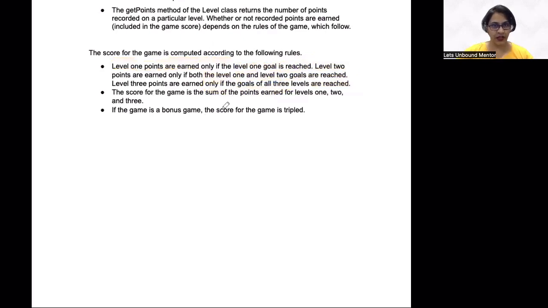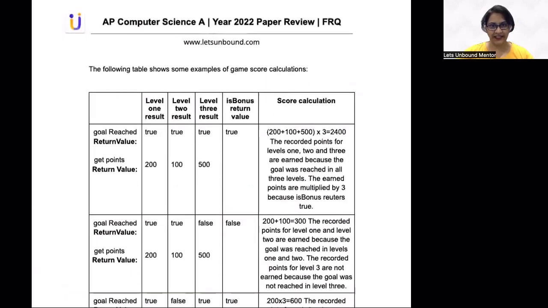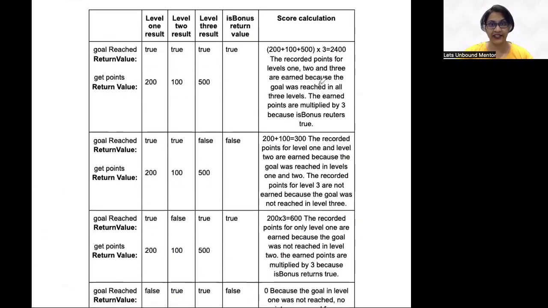Okay. All right. So let's take one example. A huge table is given just to understand the scoring concept. So if level 1 goal is reached, true. Level 2 is reached, true. Level 3 is reached, true. For level 1, 200 points are given, level 2, 100, level 3, 500. Adding all these points and multiplying by 3. Why? Because the bonus game goal is also reached, correct? So what is done? 200 plus 100 plus 500 multiplied by 3, which becomes 2400.